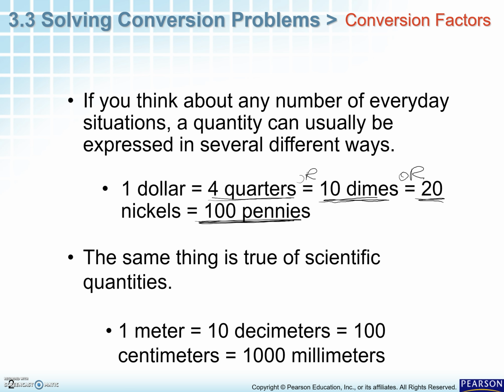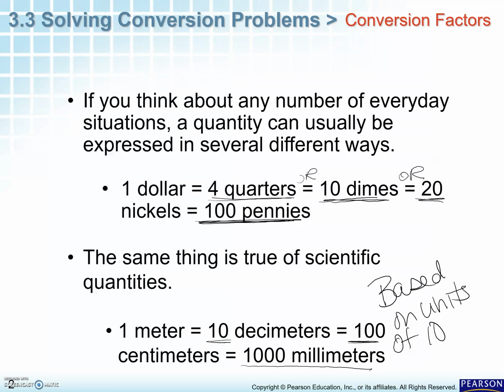The same thing is true for scientific quantities, but they're a little bit different since we don't use them every day. But the nice thing is they're always based on units of 10. So, for example, 1 meter is equal to 10 decimeters, which is equal to 100 centimeters, which is equal to 1,000 millimeters.